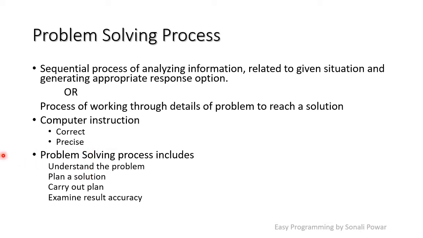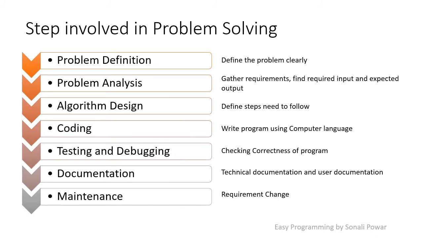So the problem solving process actually includes, first we have to understand the problem, means what is the definition of the problem, what I have to do actually. According to that, make a plan, then carry out that plan, and lastly examine the result for accuracy. Now we will see the steps involved in the problem solving. There are 7 steps involved in the problem solving.